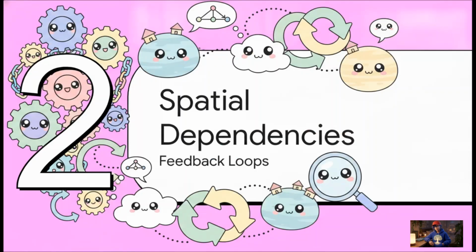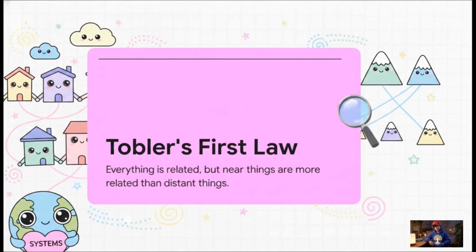Which brings us to section 2, spatial dependencies and loops. Let's see how this whole ecosystem concept actually plays out in our daily lives. To really grasp this, we can borrow a super fascinating rule from geography, known as Tobler's first law. It essentially states that everything is related to everything else, but near things are more related than distant things. This is the textbook definition of spatial dependency. And crazy enough, it perfectly describes human cognition.